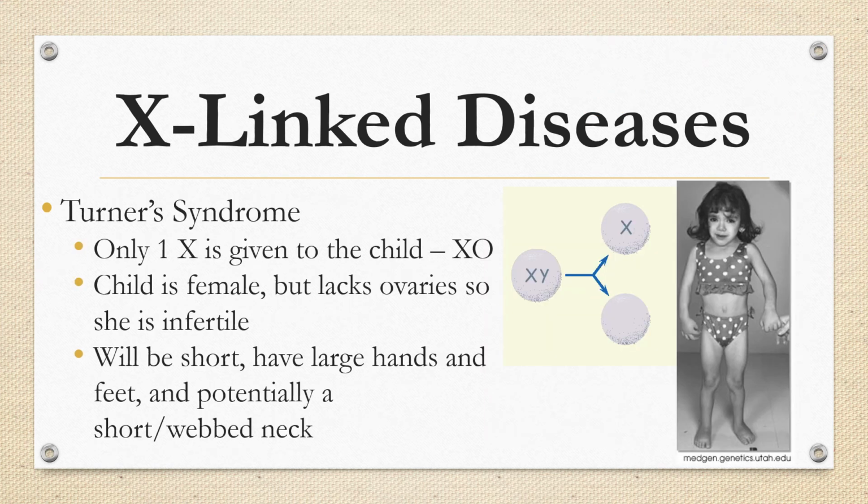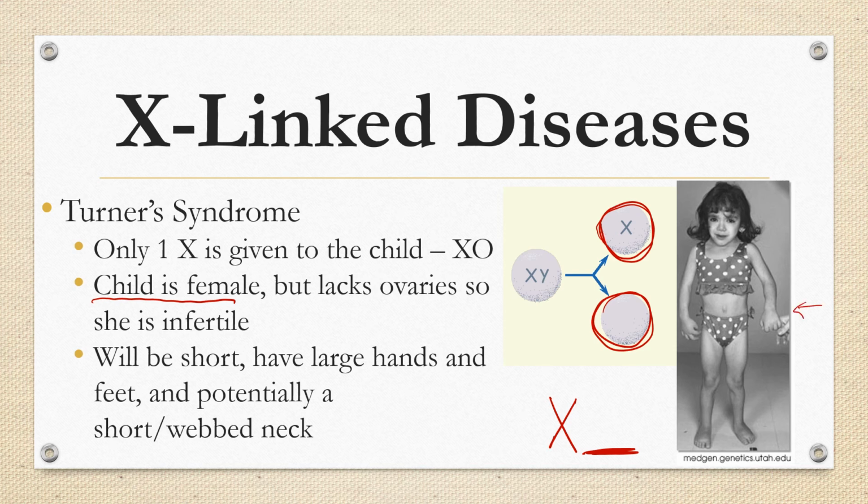The first one that we'll talk about is Turner syndrome. This is where only 1 X is given to the child. We end up with a non-disjunction where we're missing some information in one of our eggs. So the person only has 1 X and then nothing else in the second spot. So this person will develop as female, but they're not going to have ovaries. So they won't be able to have children of their own. They're going to be short. They're probably going to have larger hands and feet. They may even have a shorter neck that has a webbing characteristic to it, like this young girl in the picture.